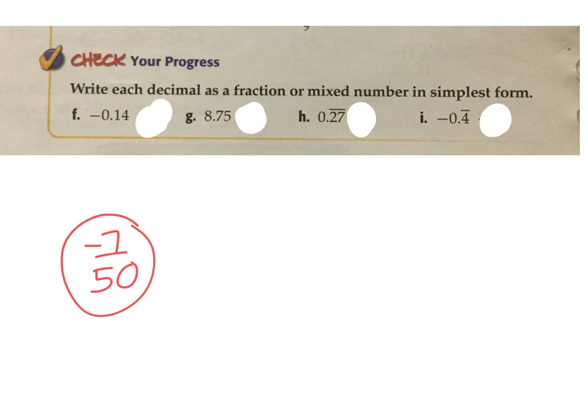On G, 8.75, we just have the answer written up there, which is 8 3/4. Did anybody get anything different on that one? Did anyone get 35/4? That's an improper fraction, right? But it's the same number. I think both of those are correct. I'll take either one. Okay? Your calculator can convert between the two. If you need help, let me know right after this and I'll help you. But either one of those two would be correct there.